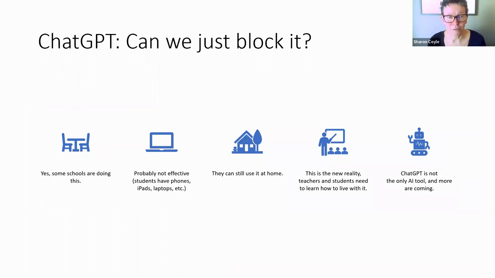Somebody told me Harvard University has blocked it. And I think the New York City School Board has blocked it. So some organizations are going that way. It's probably not effective. Students still have phones in their pocket and can still access it. They can use it at home. It's a new reality. Teachers and students both need to learn how to live with it.